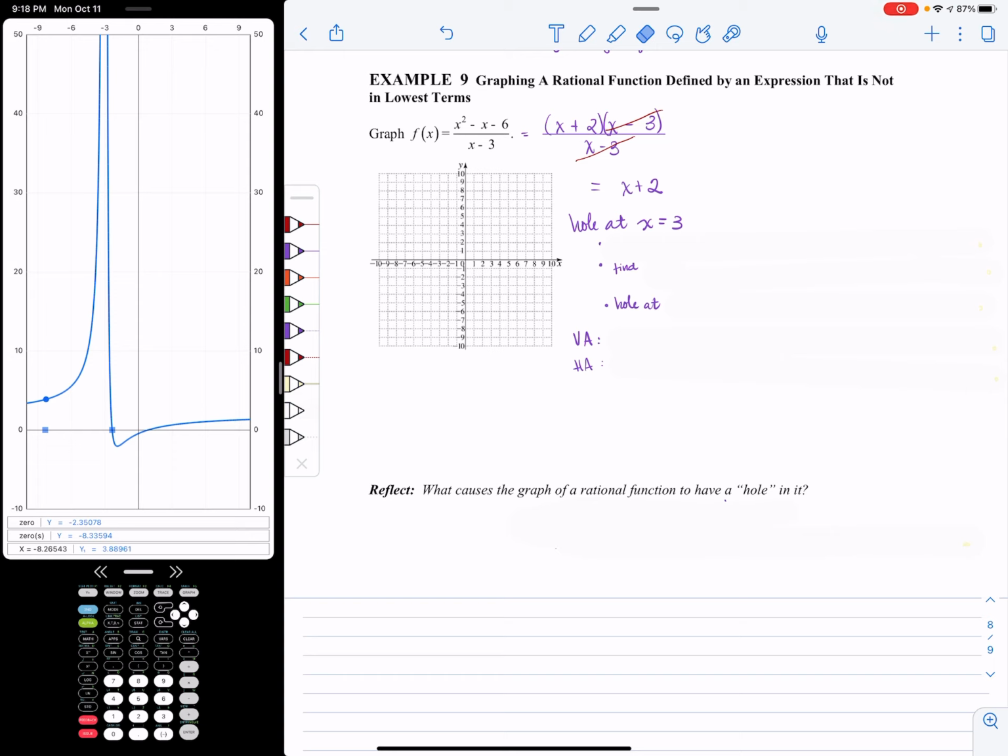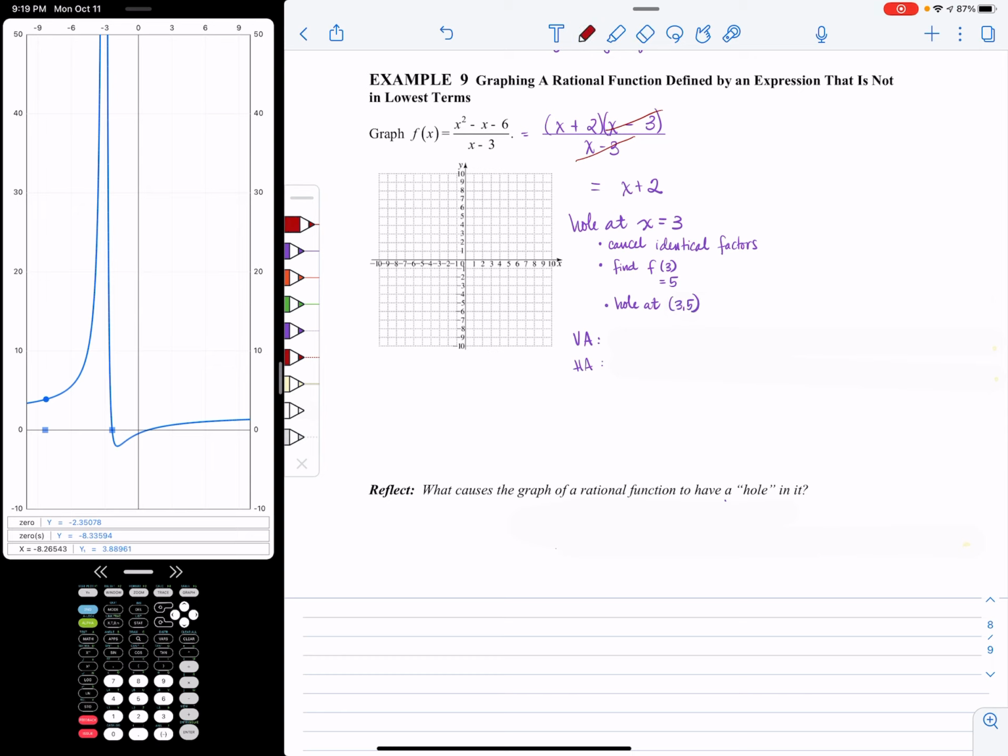All right, so as I already did, I canceled my identical factors. And then I'm going to take that x equals 3 and plug it into my new function. So we're going to find, in this case, f of 3. So take that 3, the number that caused the hole, and plug it into the new function, the reduced version of the function. Okay, so f of 3 is equal to 5. So that means that the hole in our graph occurs at the coordinate (3, 5).